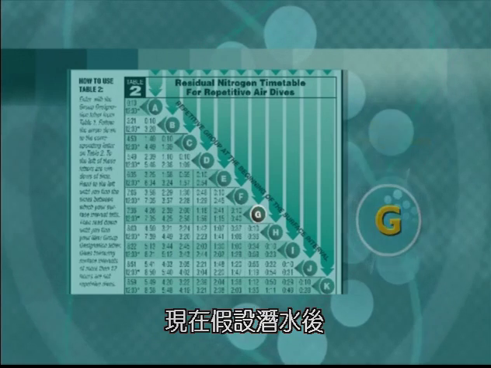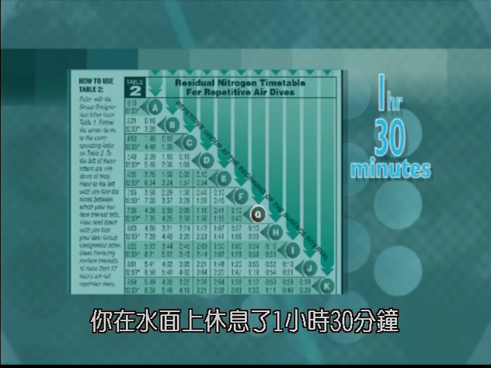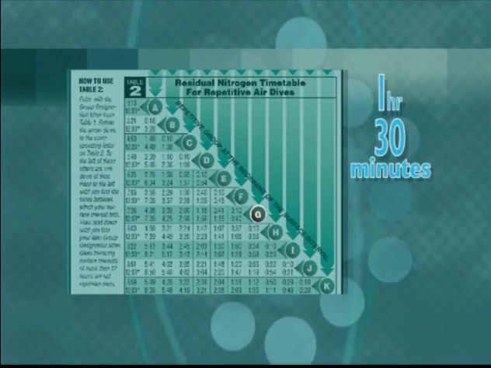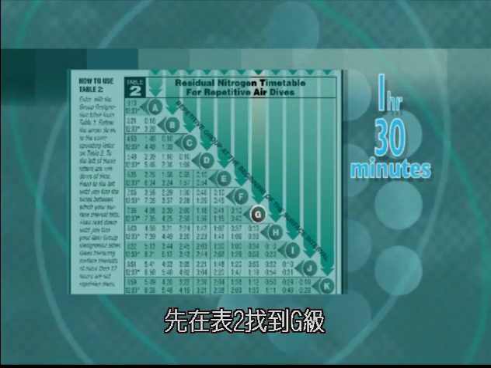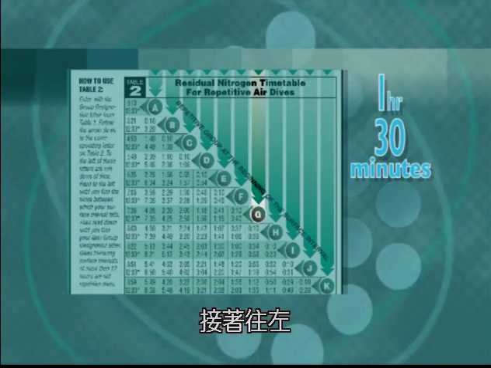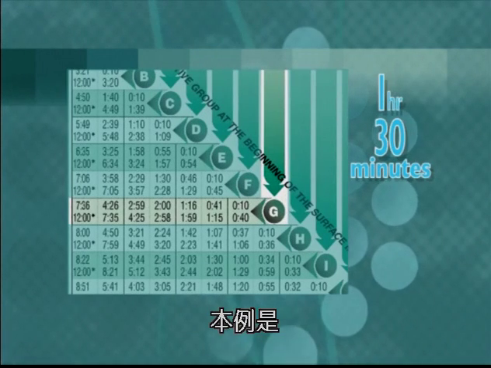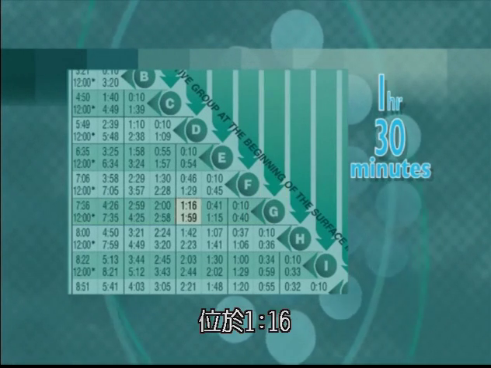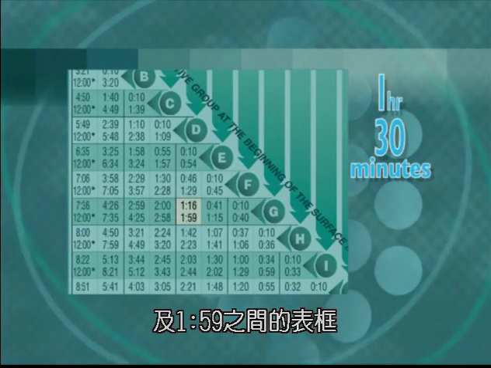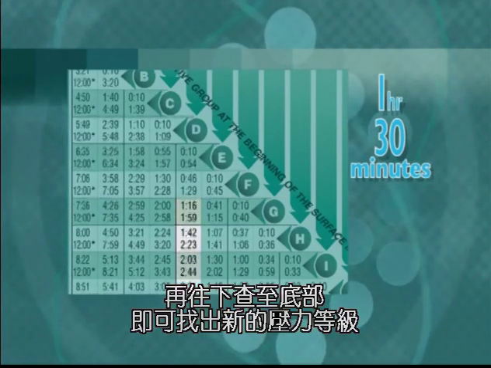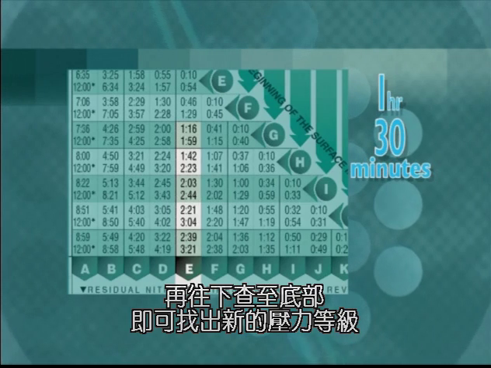Let's assume that after the dive, you spent 1 hour and 30 minutes on the surface. Enter Table 2 at the G repetitive group and read to the left until you find the times in between which your surface interval lies. In this case, between 1 hour 16 minutes and 1 hour 59 minutes. Now, read down the column to the group designation at the bottom.